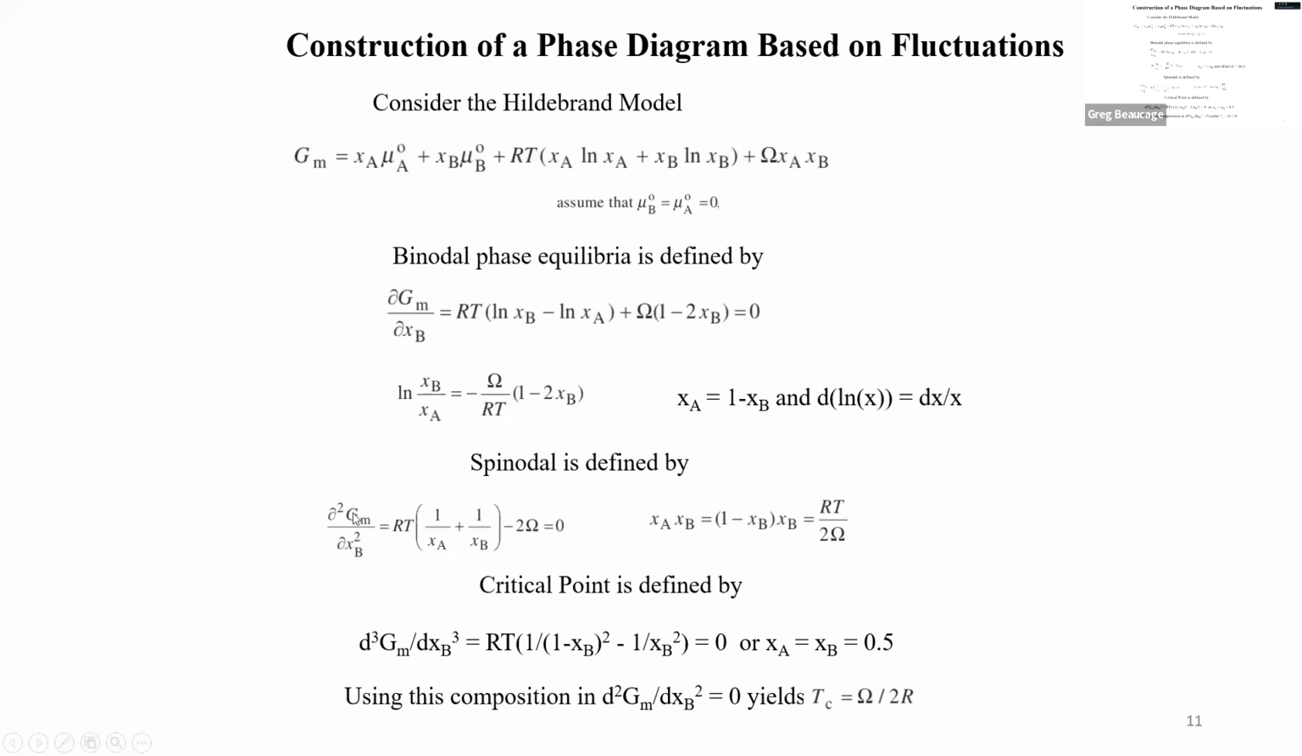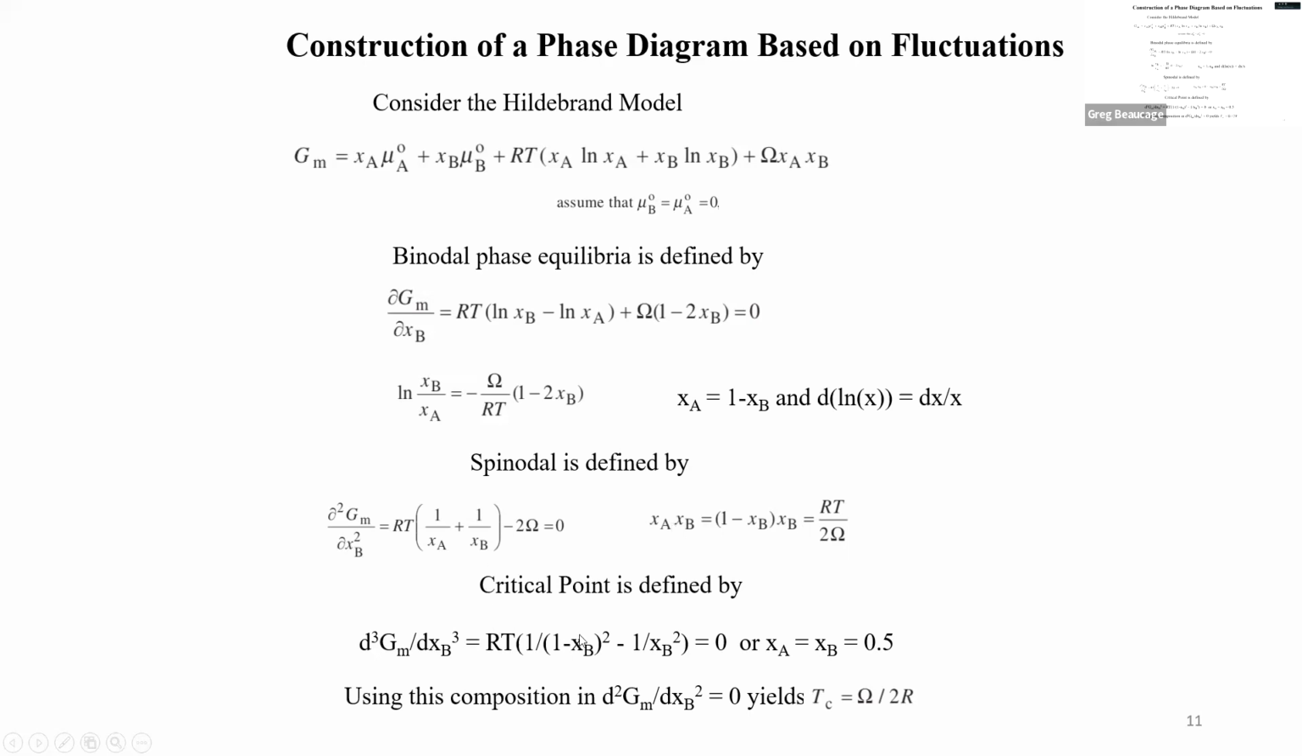And then the spinodal would be the second derivative of that. So you have to take the derivative of this thing. Again, the derivative of ln xb is dxb over xb, so you have 1 over xb, and the derivative of the other term is 1 minus xb, so the negative comes in. So you end up with 1 over 1 minus xb, which would be 1 over xa. And this other term only has the negative 2 gamma. So that's the second derivative, set that to 0. Then you can find the spinodal the same way. So you have xa xb is RT over 2 gamma to get the spinodal.